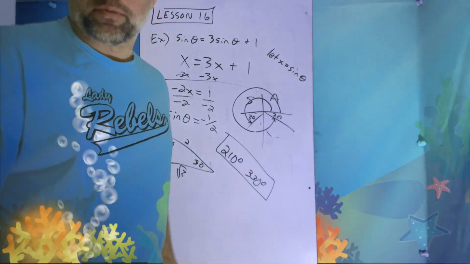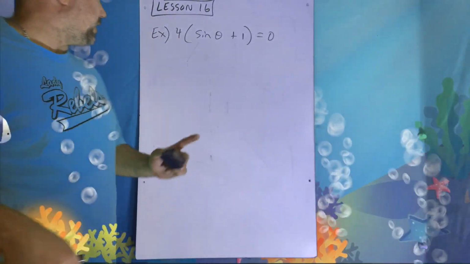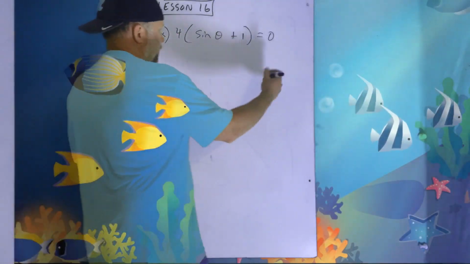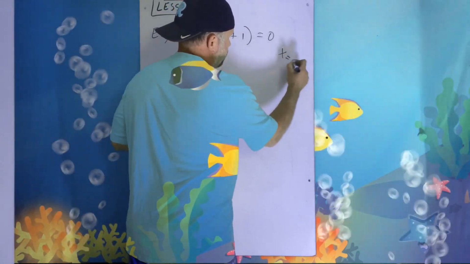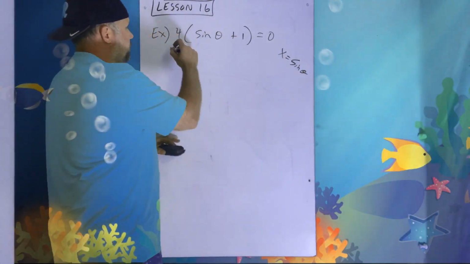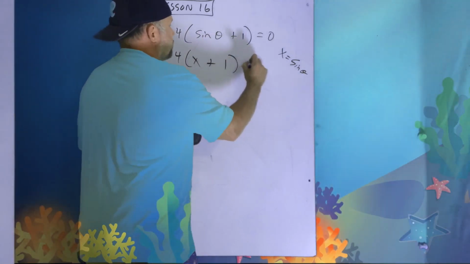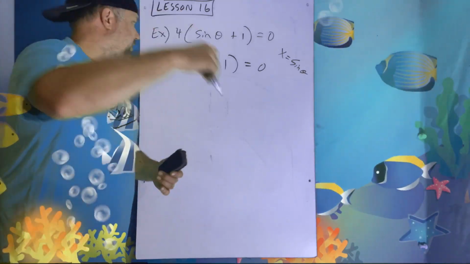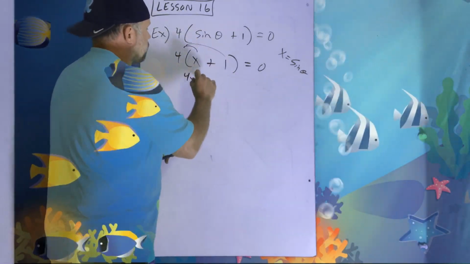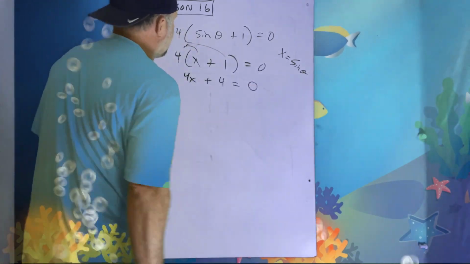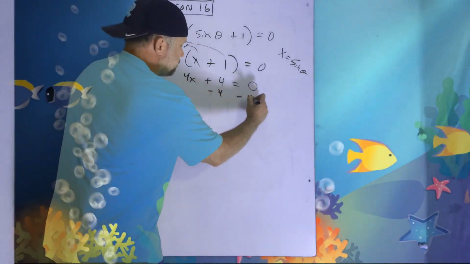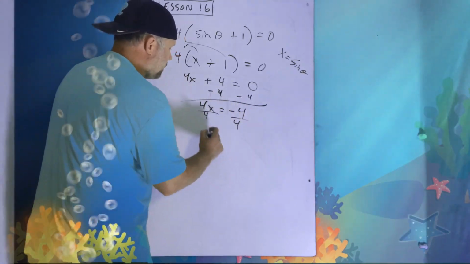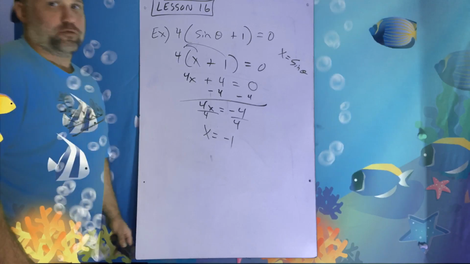I'm going to do two more examples for you. All right, example 3: 4 times the quantity sine theta plus 1 equals 0. Once again, I'm going to switch over to x's. Let x equal sine theta. When we have a number out in front of parentheses, we should distribute it in. So we get 4x plus 4 equals 0. Move the 4 over. I get 4x equals negative 4. Divide both sides by 4, and I get x is equal to negative 1.